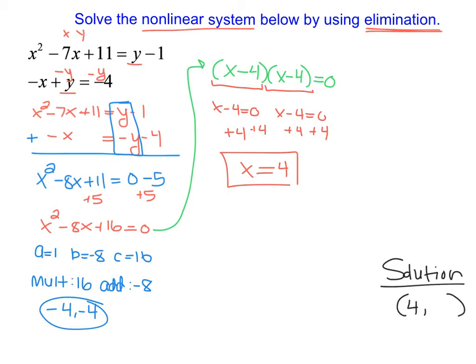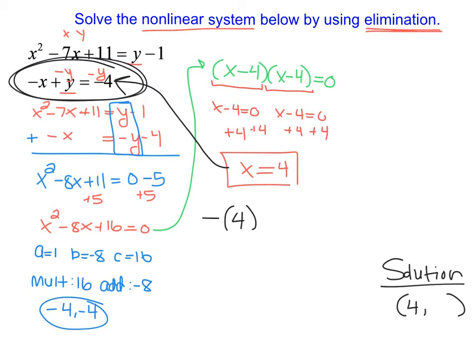And then what I need to do to find the corresponding y value, because remember we're finding the point where these cross, is plug this back into one of my original equations. I'm going to pick this easier equation here because it just has fewer variables in it and it means fewer calculations. So if we take negative, and then we put our 4 in for x, plus y equals negative 4, so we have negative 4 plus y equals negative 4.